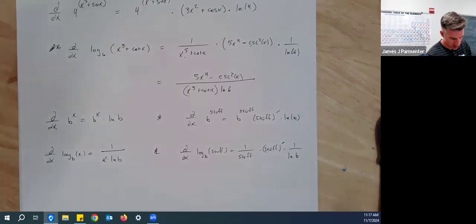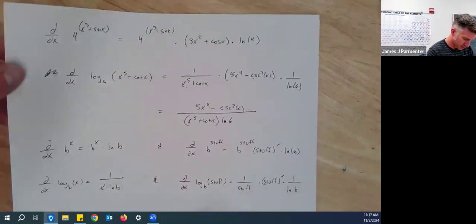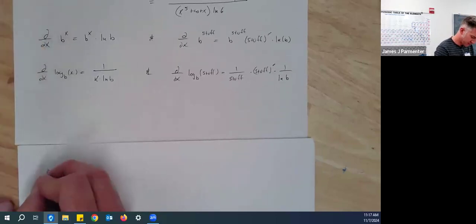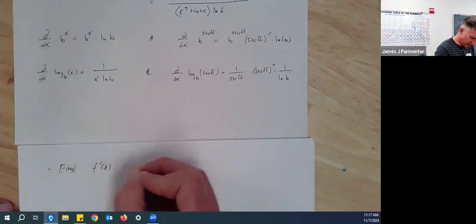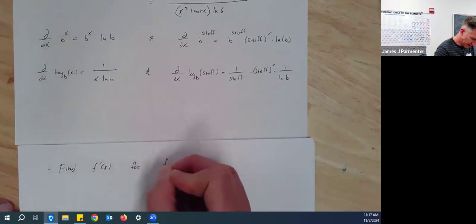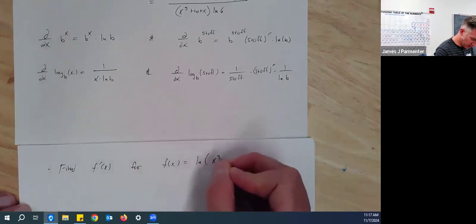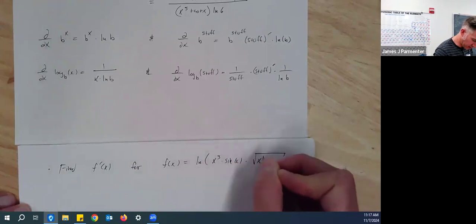So then we like to do terrible things like the following. Let's say I want to find the derivative of the function f of x equal to the natural log of x cubed times sine of x times the square root of x to the 4th plus 8.